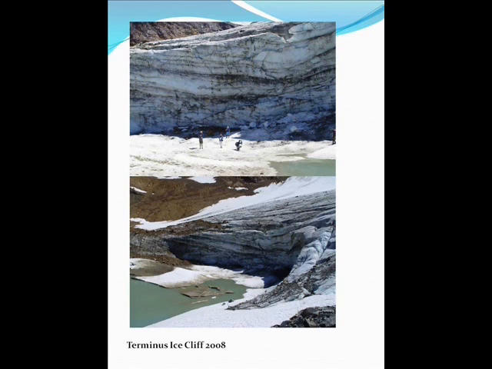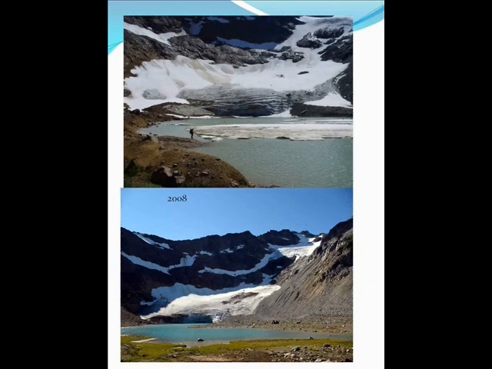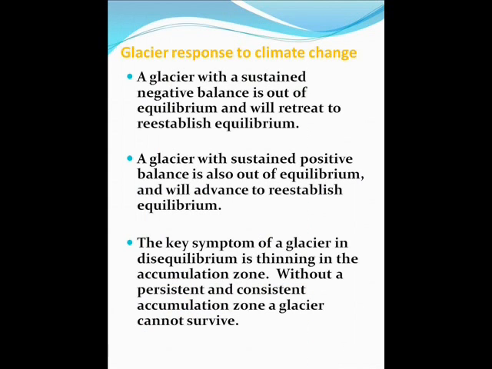Terminus ice cliff, 24 meters high above the waterline in 2008 here. Back in 1986 it was only 12 meters high. And then just views of the glacier in 2008. You can see it's just a little pocket glacier, 400 meters long on average from the front to the back.